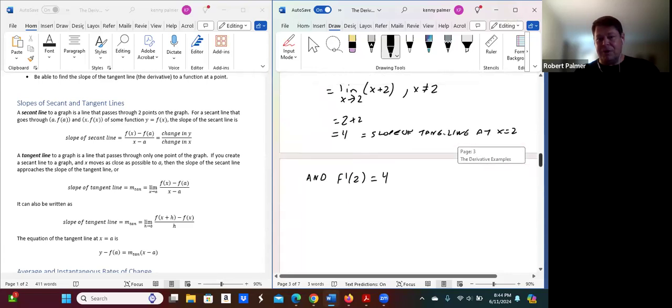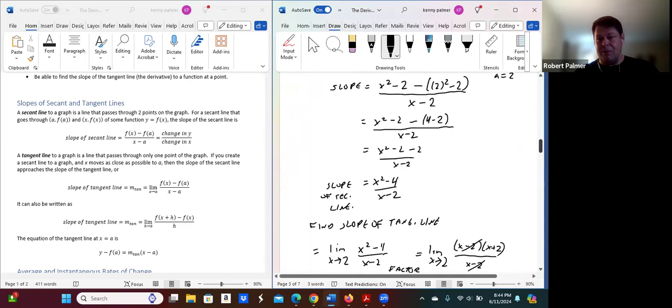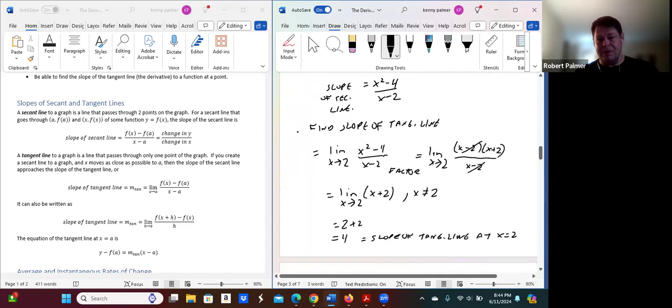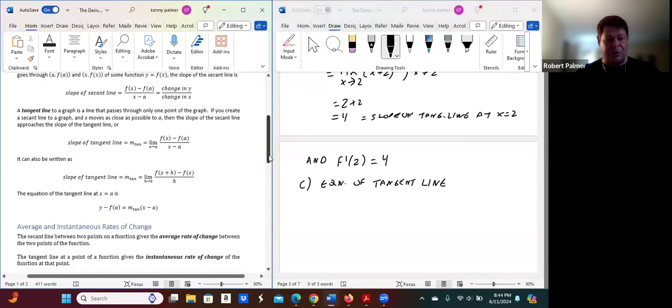Now, let's do a couple more things. I call that part A. I should have called this part B. Now, let's call this part C. You want to find the equation of the tangent line. That's the slope. So, let's go back over here. I mentioned this briefly. Basically, the equation of a tangent line at x equals a is equal to this equation.